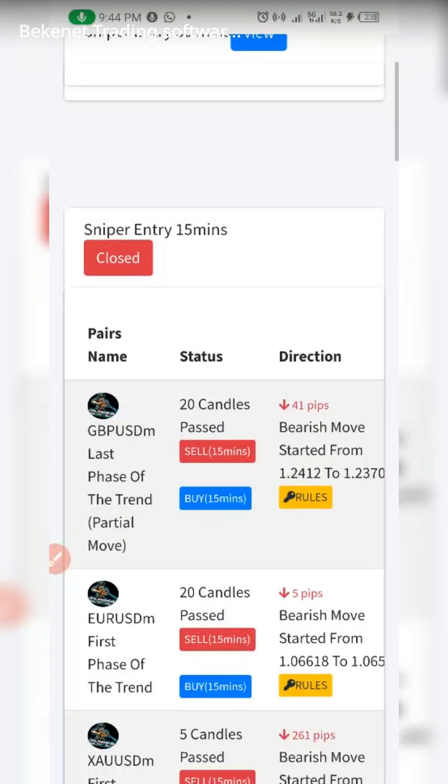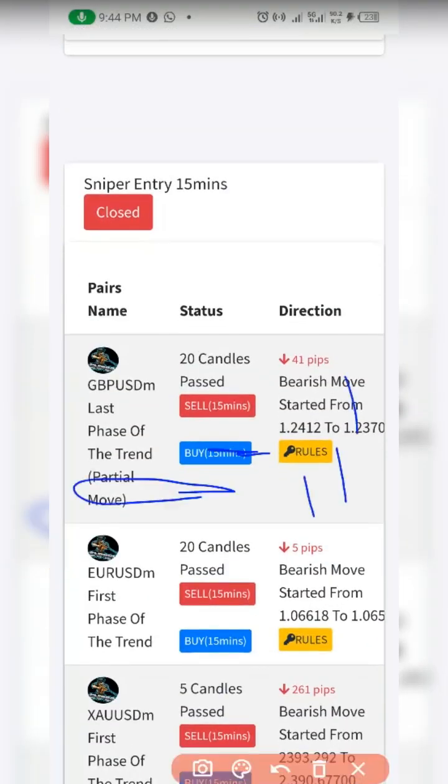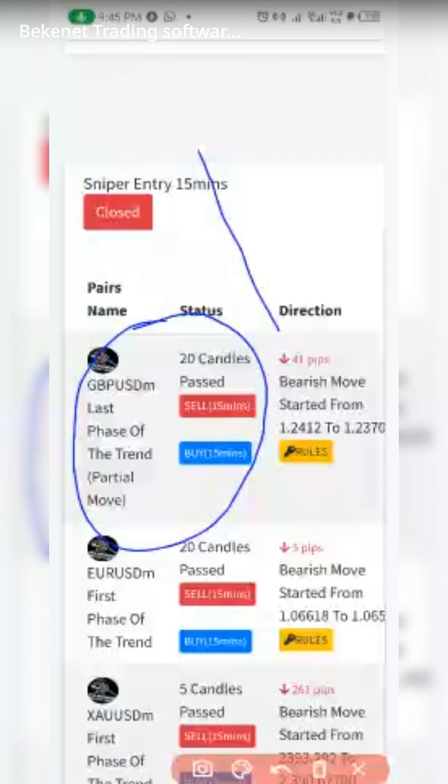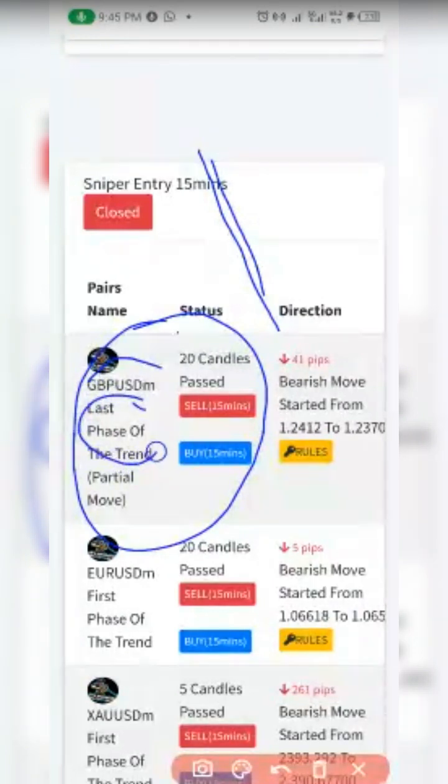Because the reason why I'm saying that, now we are already in a bearish move of GBP USD. You understand? GBP USD, bearish move. So we'll now wait. This is a 15 minutes time frame. We'll now wait for this one to complete the same cycle. We are currently saying that this is the last phase of a bearish move. As you can see, it has done 40 pips already.